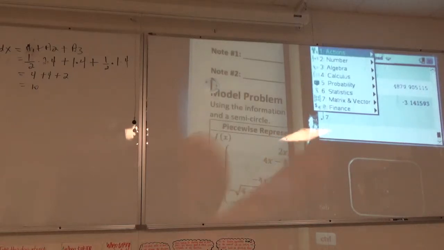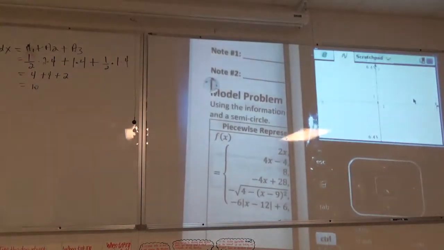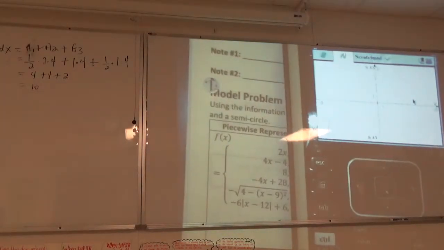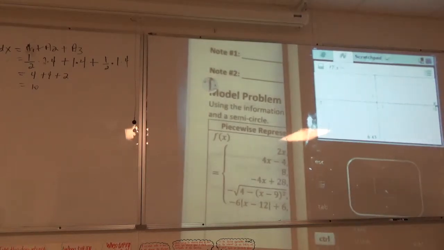Go back to your home screen. Go to graph. Now with the graph, it's going to be a little bit trickier because you have to have a graph on there first. Okay, the graph that you're going to want to type in, so let's go to tab, and then Anthony, whatever you just told me to type in, do it again. So negative square root of 4 minus x minus 9 squared.